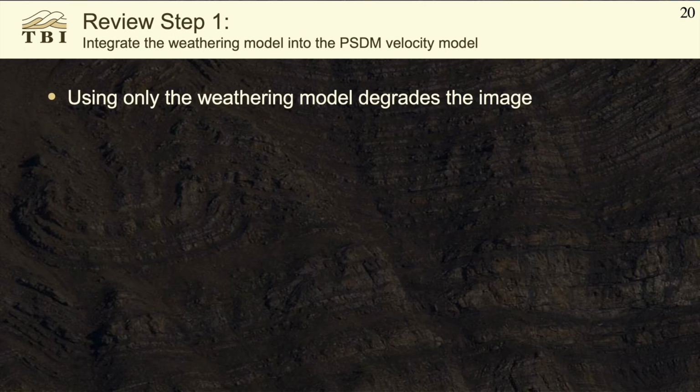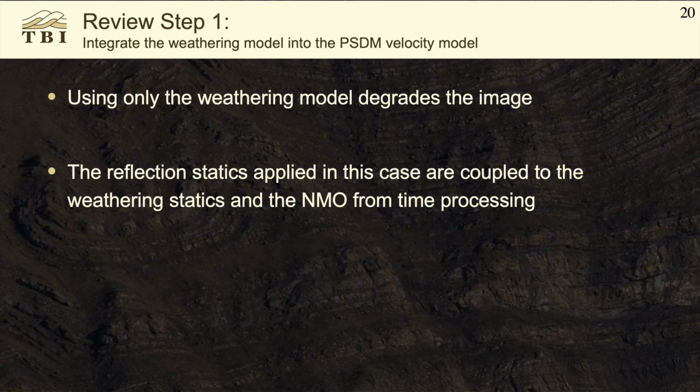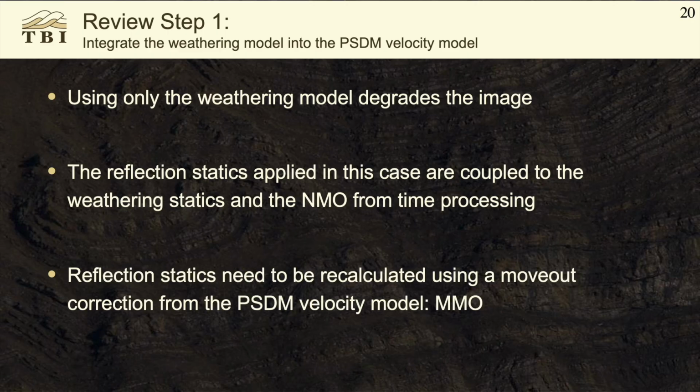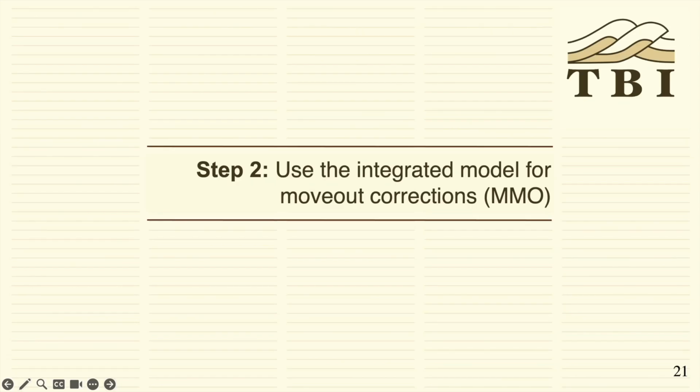So just to review, only using the weathering model degrades the image. Why is this? It's because the reflection statics applied in this case are coupled to the weathering statics and NMO from time processing. So the reflection statics are still coupled to our time processing workflow. Our reflection statics need to be recalculated using move-out correction from our PSDM velocity model. And this is called MMO, or model move-out. So now let's look at our second step. We're going to use the integrated model for move-out corrections, or MMO.